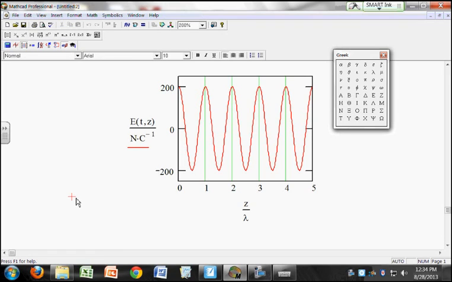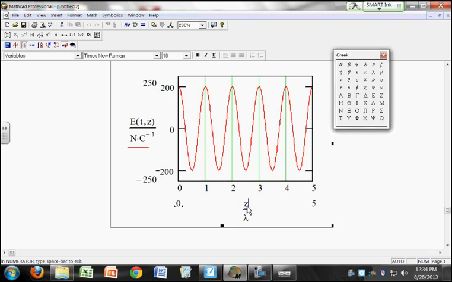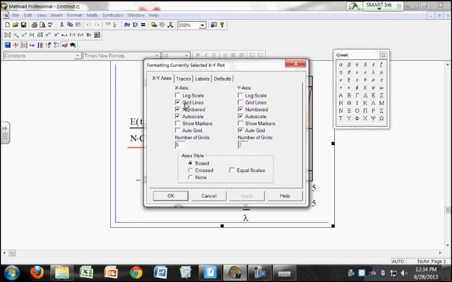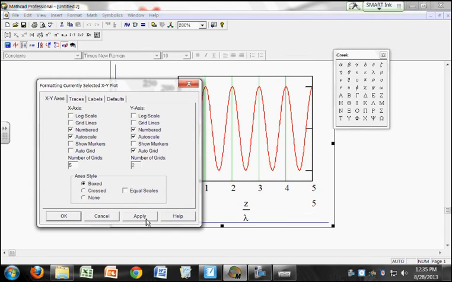If you click on it, you can specify what the maximum you want. And over here, you can specify what your minimum and maximum value is. Oh, if you double click on it, you can check grid lines. Uncheck grid lines, apply, it goes away. Check grid lines, apply, it goes back. Okay, you can do the same thing for the y-axis if you want.